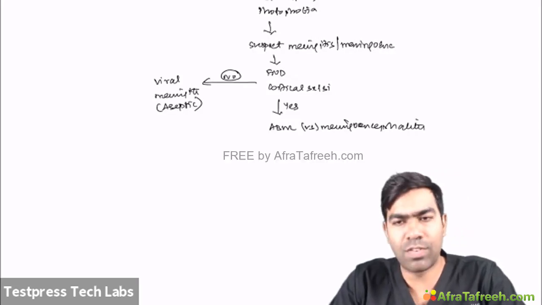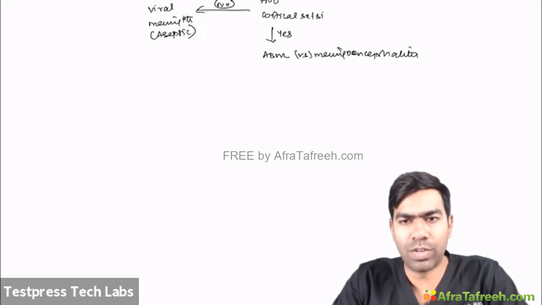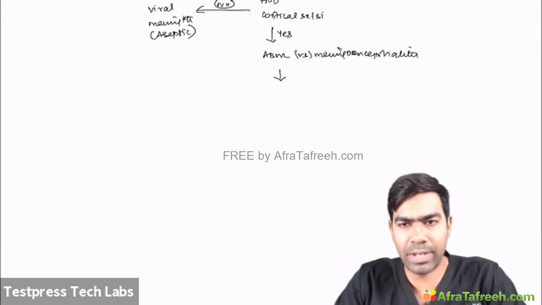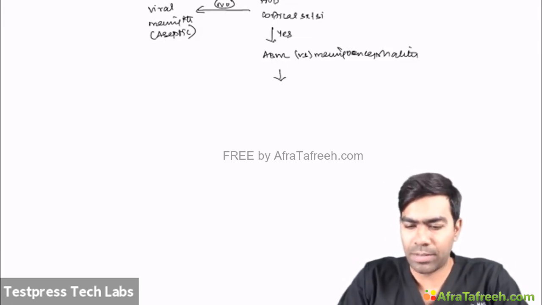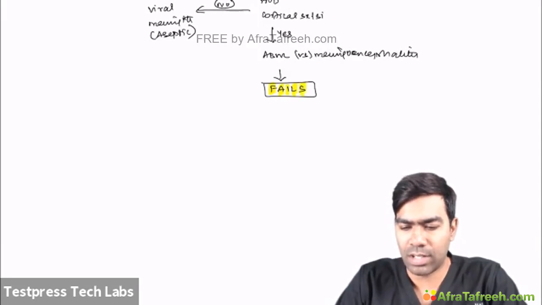So of course, to confirm this suspicion, I need two things. One is imaging, and second is lumbar puncture. What to do first, whether you do imaging first or lumbar puncture first, will be further decided based on my criteria called FAILS. I usually use this FAILS criteria. So F stands for focal neurological deficit, A stands for altered mental status, I stands for immunosuppression, L stands for some lesion, S stands for seizure.